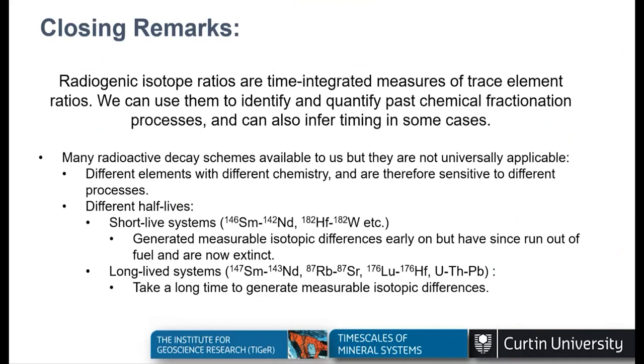There are obviously lots of radiogenic decay schemes out there, but they are kind of application specific. So the very short-lived systems, we've obviously burned through all the nuclear fuel for those systems. They're not going to be very useful for looking at chemical fractionation that's happening today, but they can tell us something about events that happened very early on in the history of the solar system and the early Earth history. And in terms of crustal differentiation and the longer-term evolution of Earth, we're going to be looking at these longer-term decay schemes.